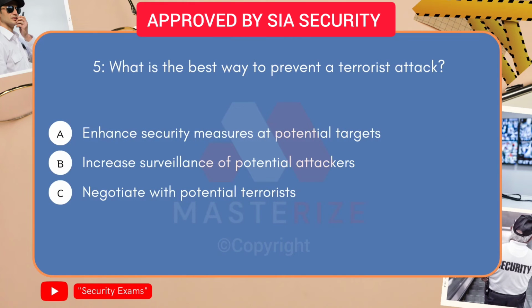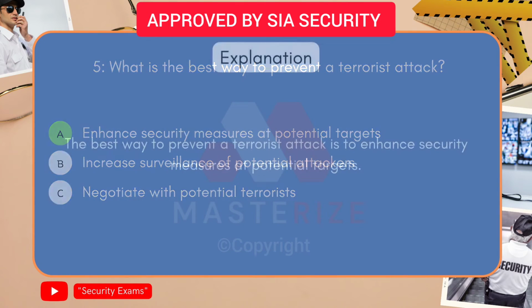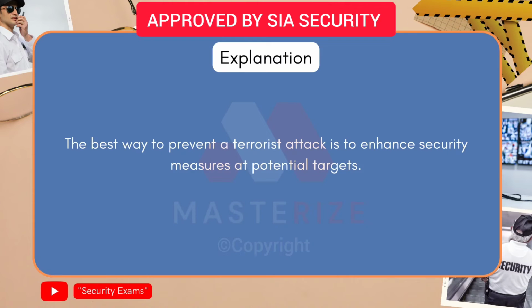What is the best way to prevent a terrorist attack? Enhance security measures at potential targets, increase surveillance of potential attackers, negotiate with potential terrorists. Answer: enhance security measures at potential targets. Explanation: the best way to prevent a terrorist attack is to enhance security measures at potential targets.